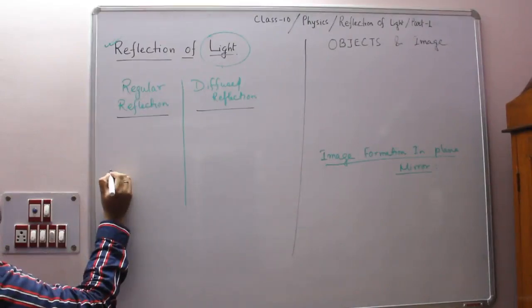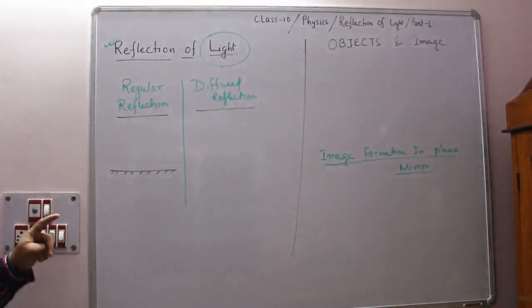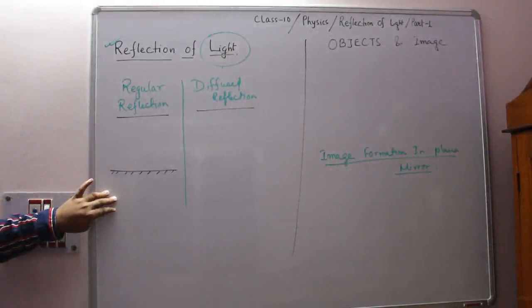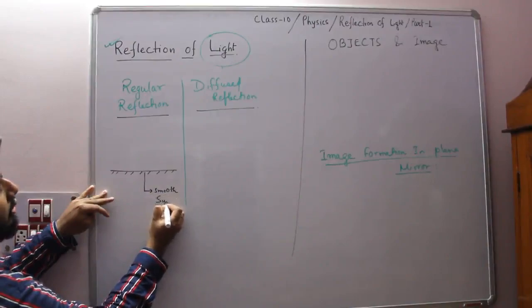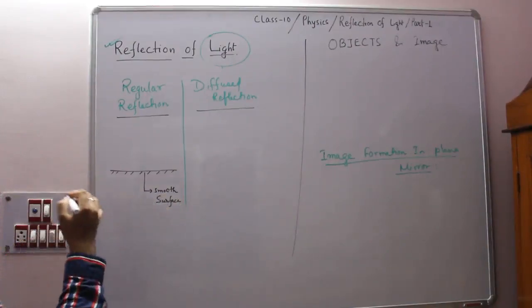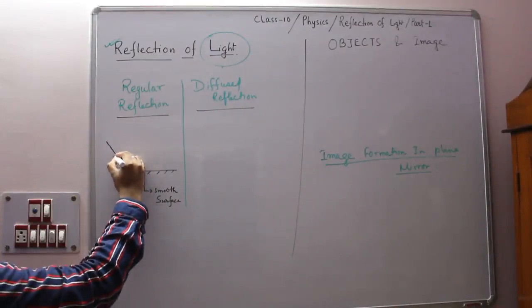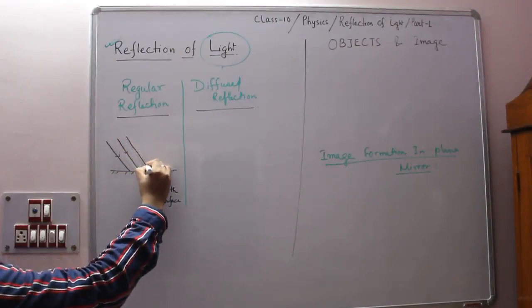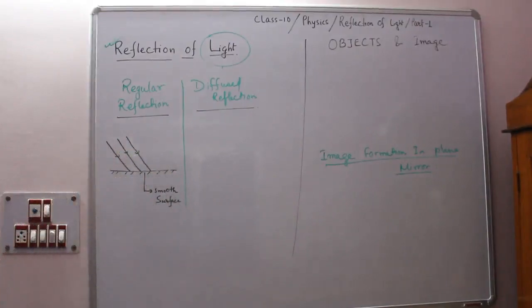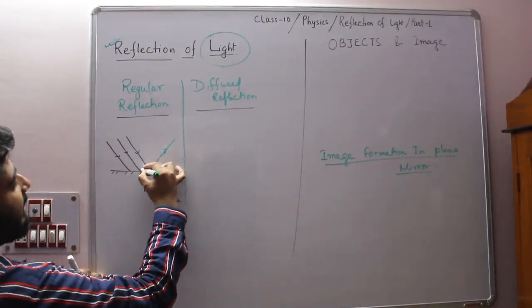Regular reflection is what? Suppose this is a plane surface, a smooth surface, like a plane mirror. Always remember that regular reflection takes place on a smooth surface. Now, carefully see the picture. Suppose these are the incident rays, and you have to draw the incident rays in such a way that they are parallel to each other. The three black lines are parallel to each other, yes. Now, after reflection, the rays are also parallel.